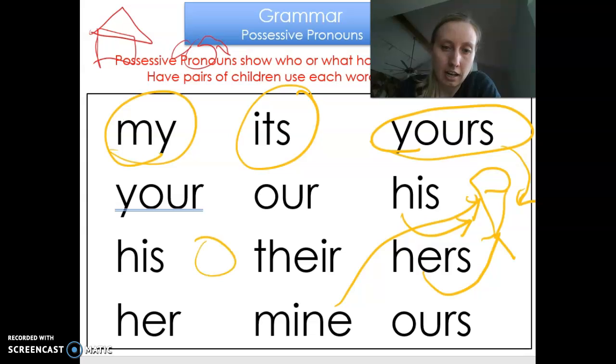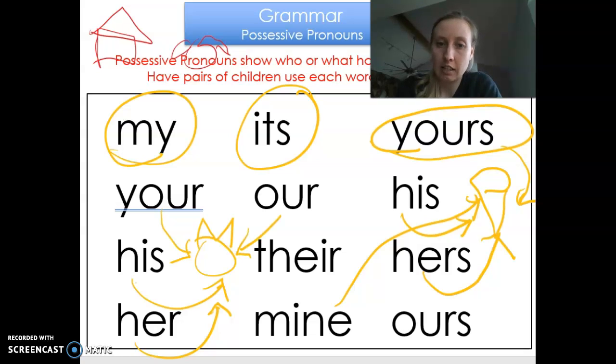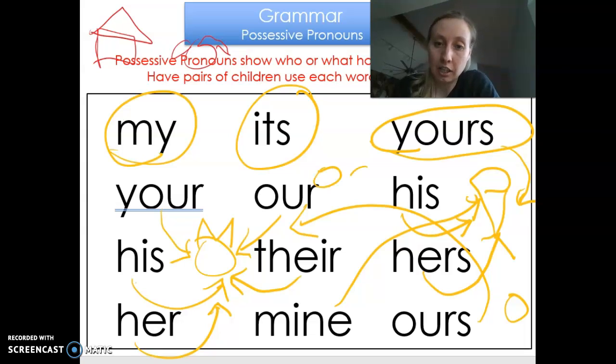Okay, now let's talk about a cat. Is it your cat? Is it his cat? Is it her cat? Is it our cat? Is it their cat? No, it is ours. So this is another kid. So is it our cat? These kids are saying, is it ours? And they're going, no, it's ours. So telling who it belongs to. Possessive pronouns tell you who or what has or owns something.